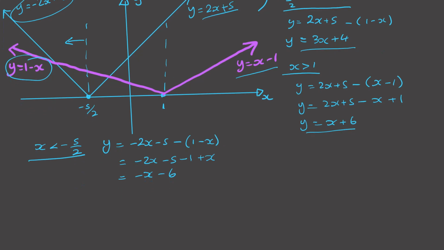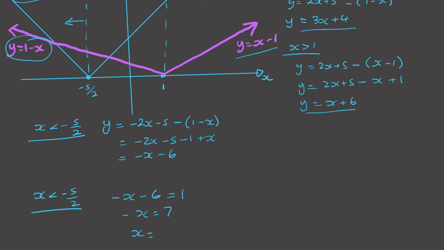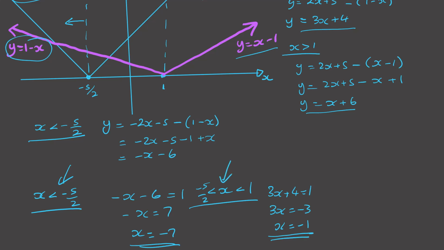So for the x less than negative 5 over 2 region, I'm going to have -x - 6 equal to 1. That gives me -x = 7, and so x equals negative 7. And that's perfectly valid because it's in this region. If we go for the x more than negative 5 over 2, but less than 1, we'll have 3x + 4 equal to 1. 3x equals negative 3. X equals negative 1, and that's valid because it's in this region.